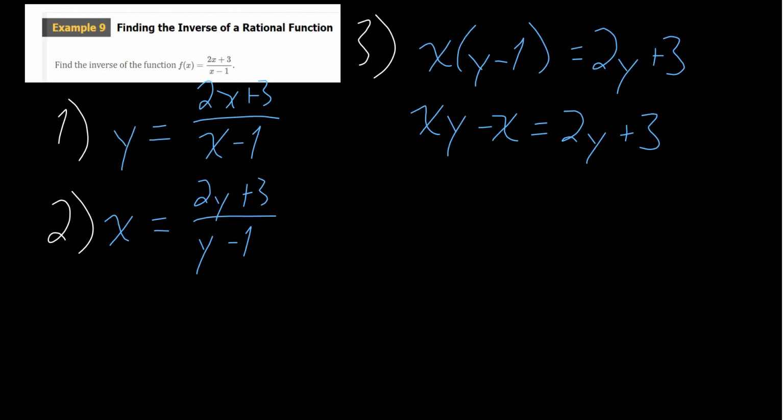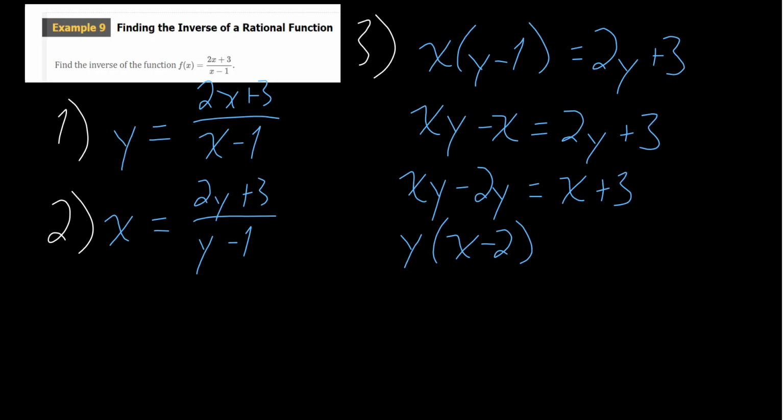So I'll have xy minus 2y is equal to x plus 3. Okay, so hopefully it's coming more under focus now, right? So now I'm going to factor out a y on the left side. And that leaves me with x minus 2 is equal to x plus 3.